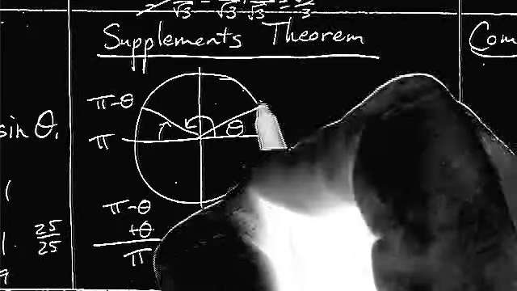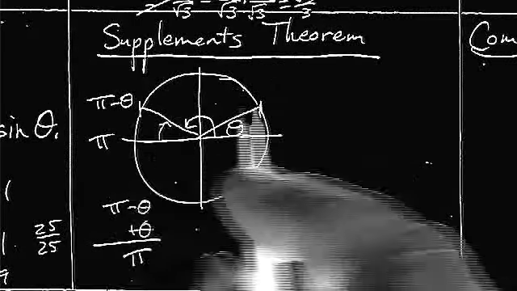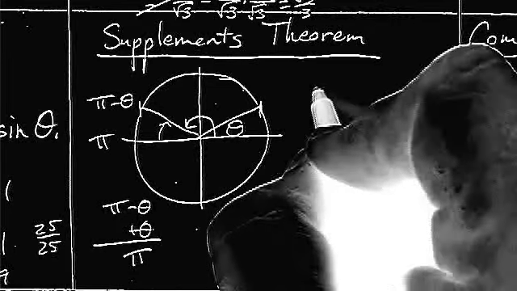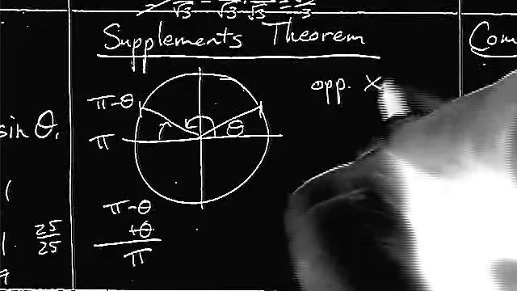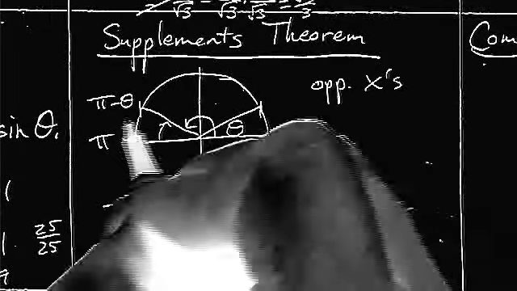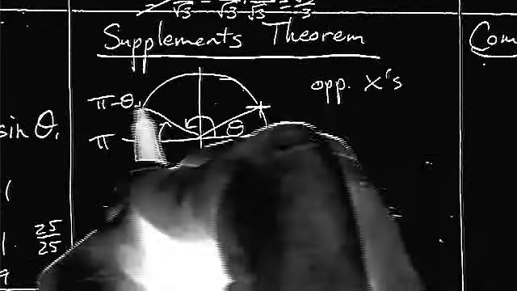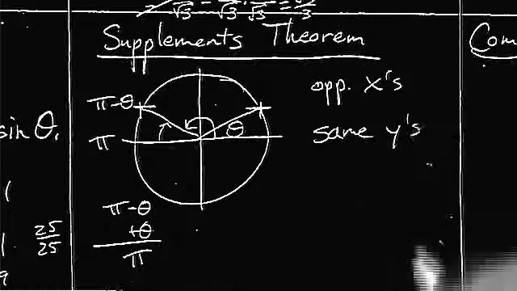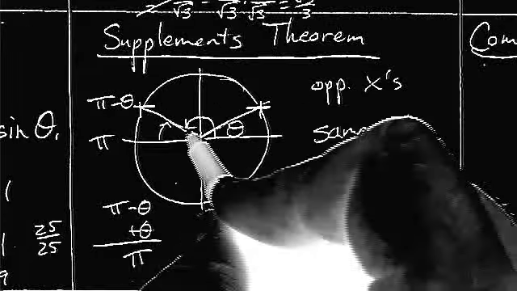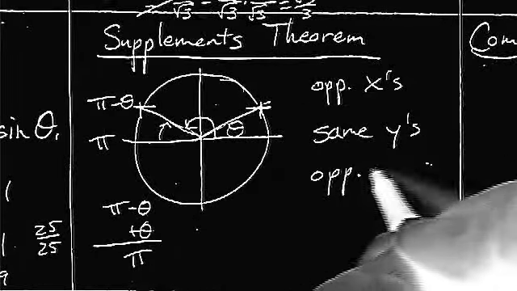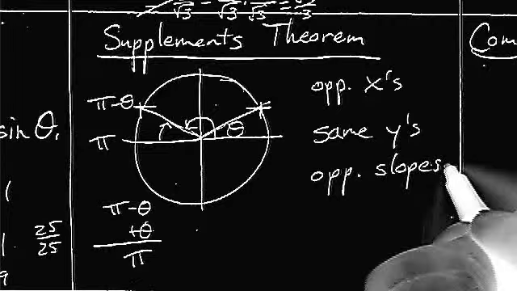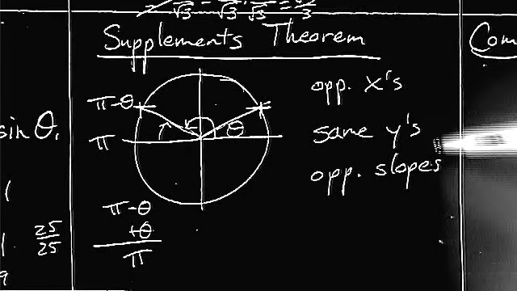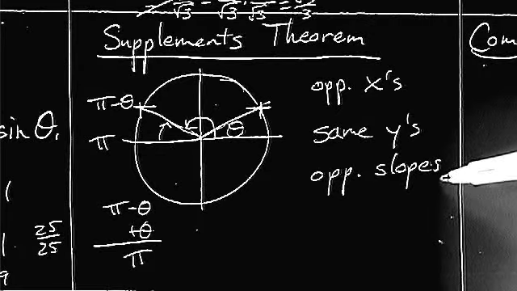Now, what do we know about the x values here and here? What's their relationship? Do you think the x values are the same or opposites? So they have opposite x's. What do you know about their y values? Same or opposite? They have the same y's. What about their slopes? They have opposite slopes. So that tells you everything you need to know about cosines, sines, and slope and tangents.